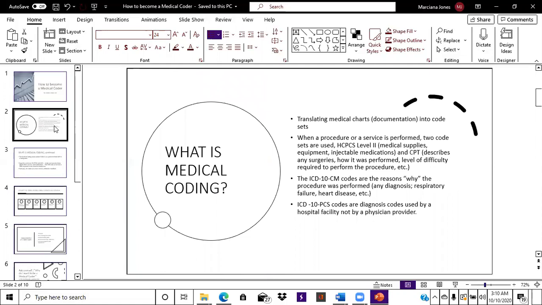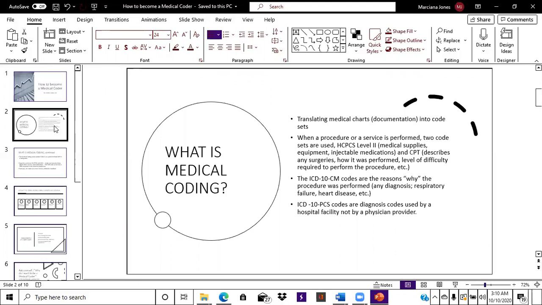So the first slide is what is medical coding? Medical coding is when you're translating medical charts or documentation into code sets. As I explained before in other videos, just like when you go to the doctor and you see the doctor writing something down on a piece of paper when he's talking to you, or typing something into the computer. They're typing everything that you're saying, the reason you're in there, and they're also going to put everything about the encounter on that form.